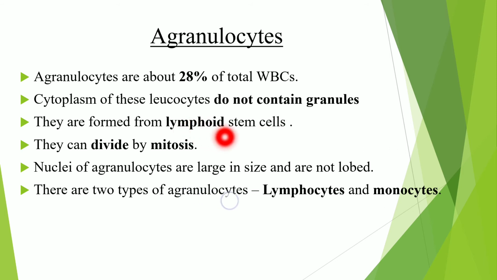These lymphoid stem cells are also present in the bone marrow and they take part in the formation of agranulocytes. Then they can divide by mitosis. So granulocytes do not show any cell division, but the agranulocytes can divide by the process of mitosis. Then the nuclei of agranulocytes are large in size and do not have lobes. They are of two types, lymphocyte and monocyte.